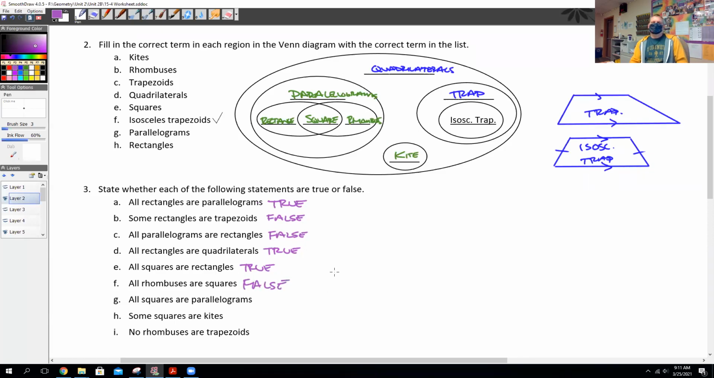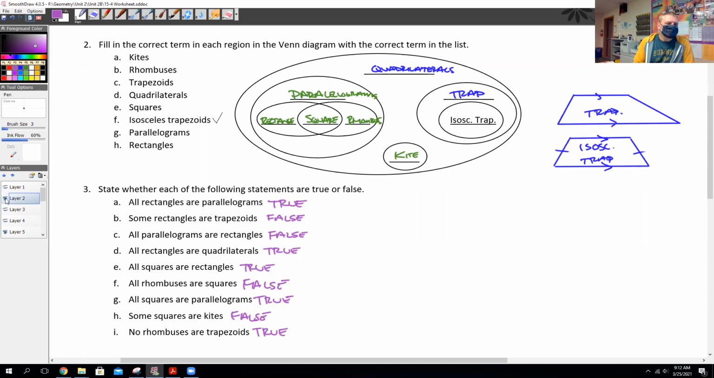All squares are parallelograms. Are the squares inside the parallelogram circle? Yep, so that would be true. Some squares are kites. Is any part of the square circle intersecting with the kite circle? Nope, so that would be false. Okay, and then no rhombuses are trapezoids. Are any of these rhombuses in the trapezoid circle? Nope, so this is weird because it's the double negative thing. No rhombuses are trapezoids, that's actually true, because none of the rhombuses are trapezoids. That's a true statement.